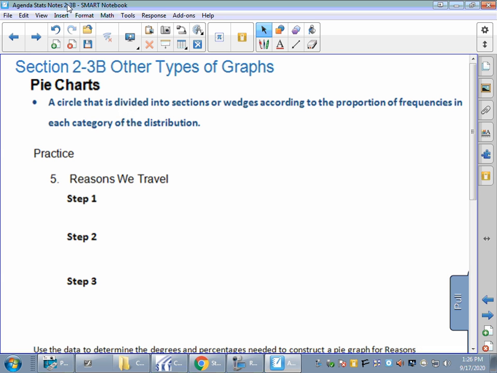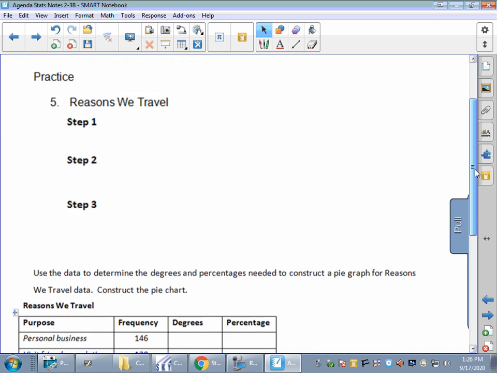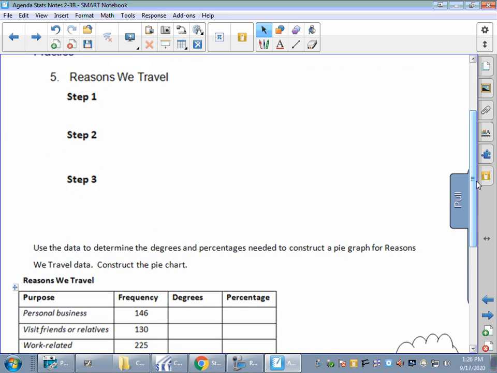It's awfully wordy when you know how to do it. We might have to do a little math review. You'll probably need a calculator to do some dividing and multiplication. So if we are going to set up a pie graph for the practice number 5, the reasons we travel, first thing you're going to want to do is find your relative frequency for each category.